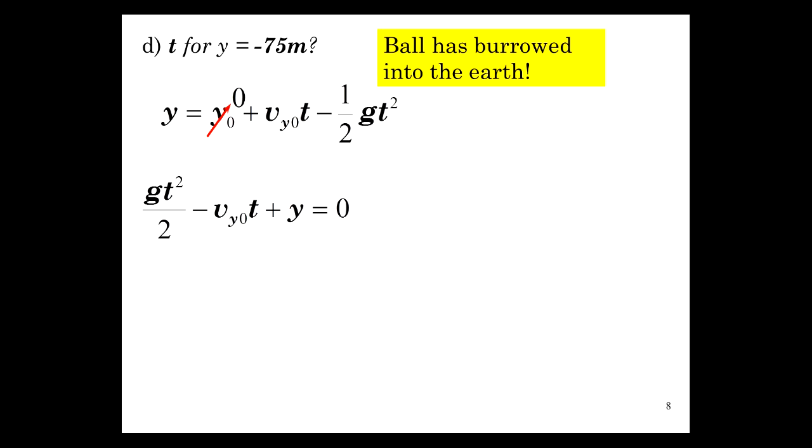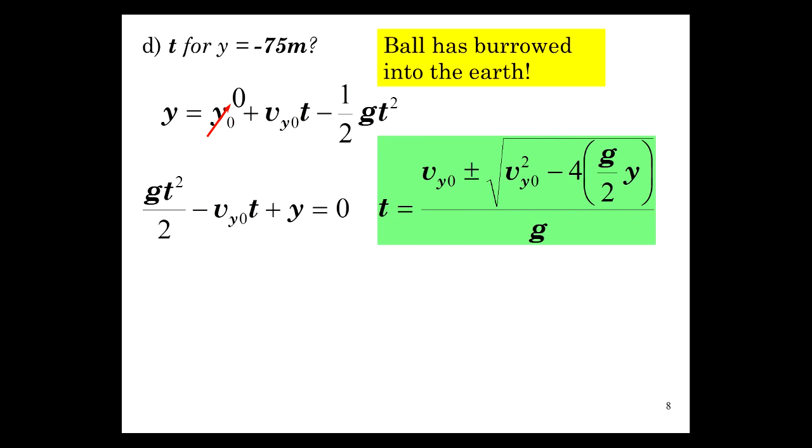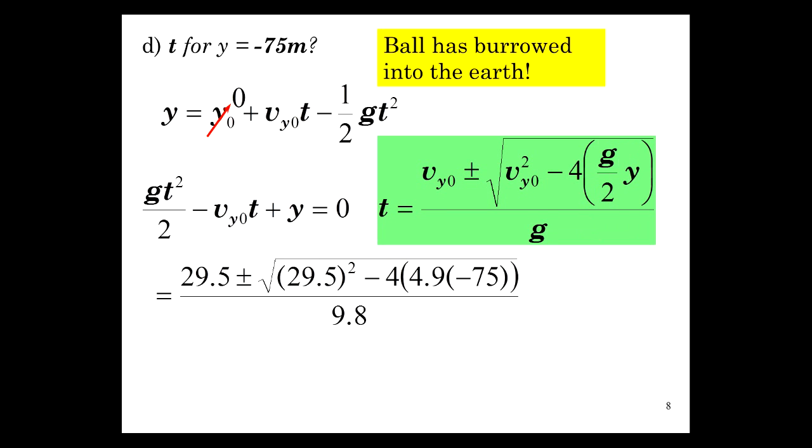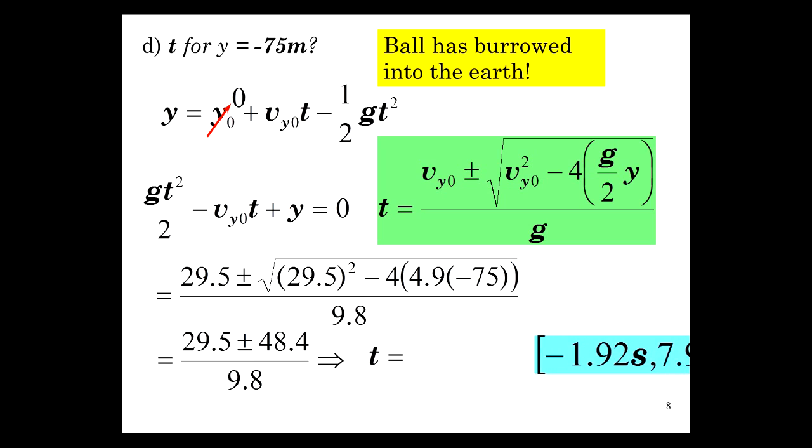So in any case, we rearrange this into a quadratic format here. And we can now say that time is negative b plus or minus the square root of b squared minus 4ac, over 2a. All right, let's plug the numbers in. There's all the numbers, you can validate. Let's simplify what's in the radical. There it is. Gives us the two results for time: negative 1.92 seconds, 7.96 seconds.